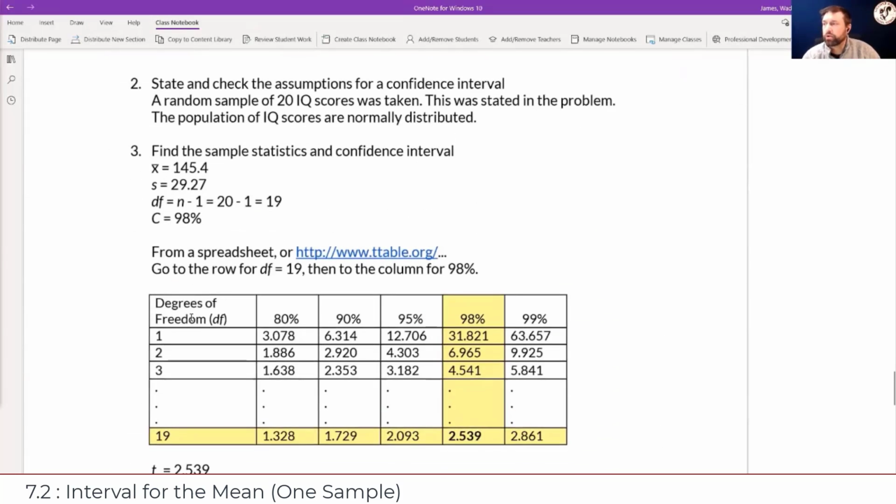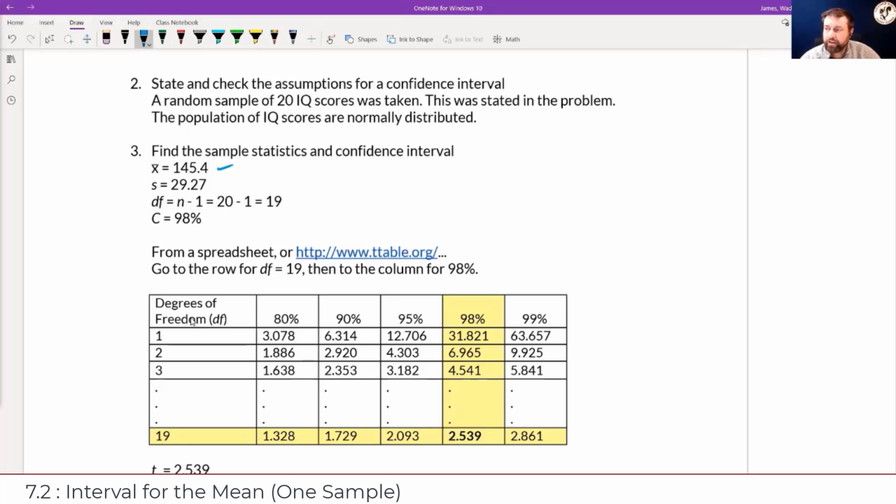So here we go. We go out and we do the 20 IQ scores. We find that the mean of our sample is 145. We find the standard deviation of our sample is this. We know our degrees of freedom are 19, one less than the number of items, and our confidence level is 98%. We also know from this that alpha is equal to 2%, okay?